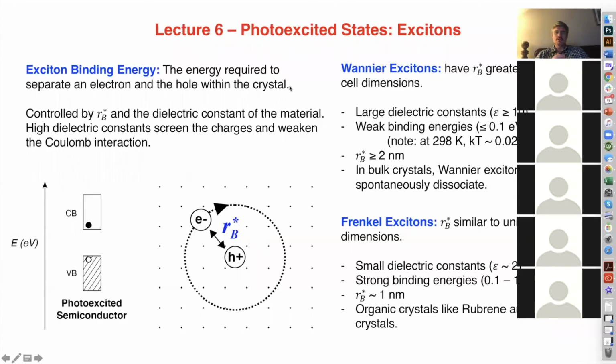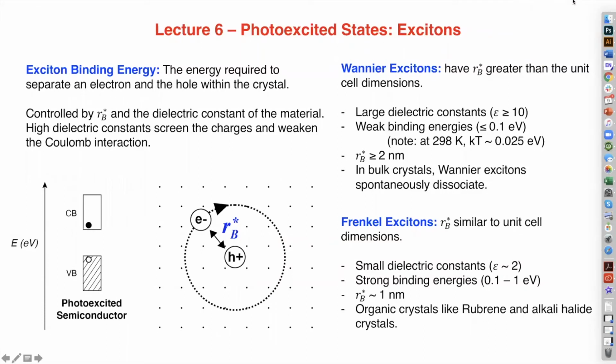All right, so now I want to begin talking about photoexcited states and excitons, and this is going to be our transition into talking about nanocrystals and building on the solid state physics that we've learned. So what is an exciton? An exciton is a photoexcited electron that is attracted to the hole that was produced upon photoexcitation.